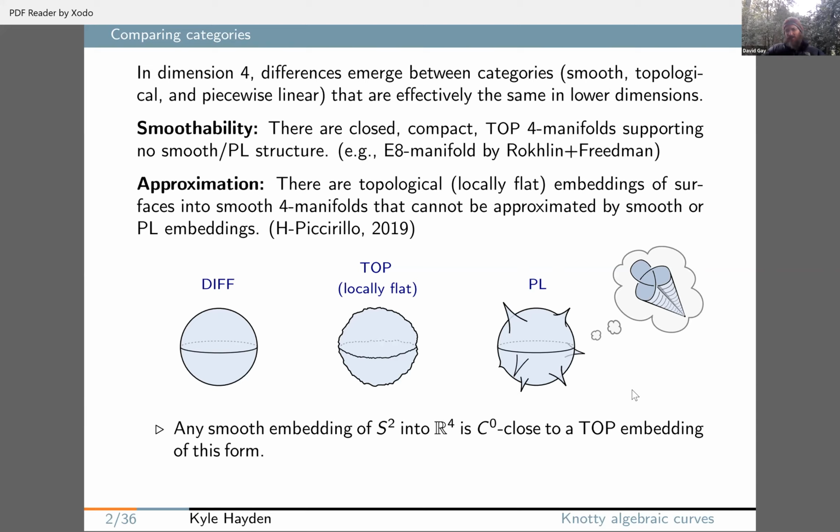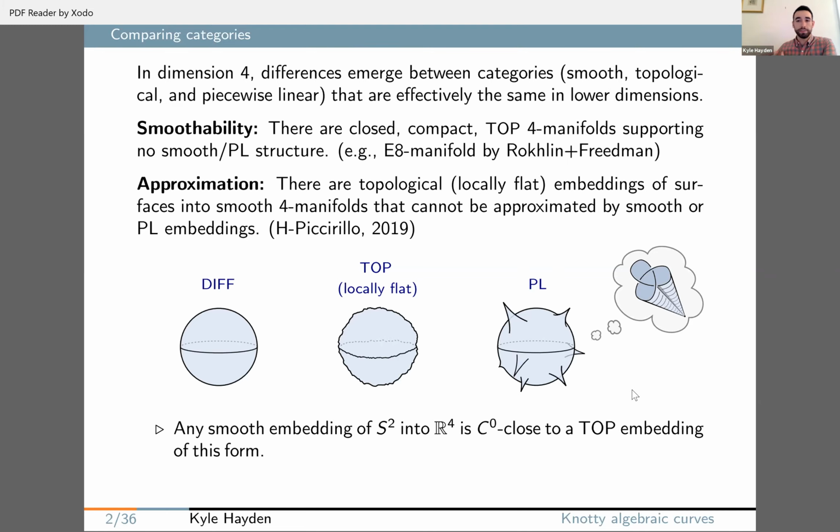So what does approximate mean exactly? Yeah, great question. There are several equivalent ways you could make this precise. I think the cleanest to state is to think about the space of maps from, let's say, the 2-sphere into R4 with the compact open topology, the usual topology we put on a space of maps.